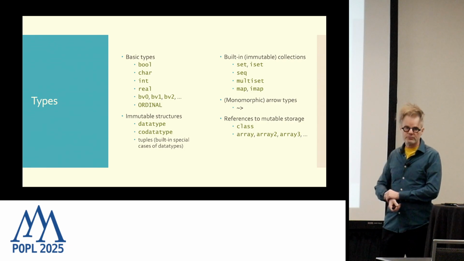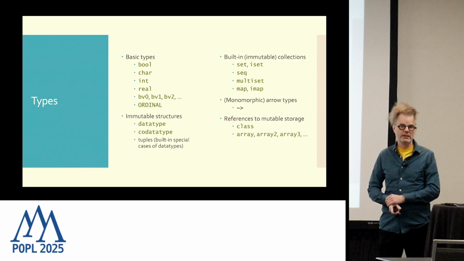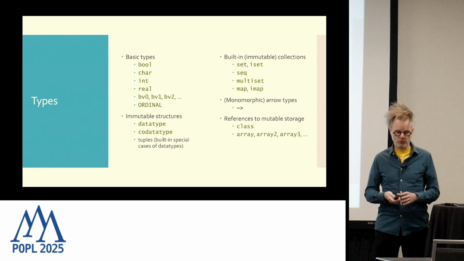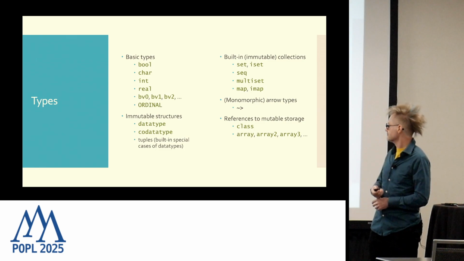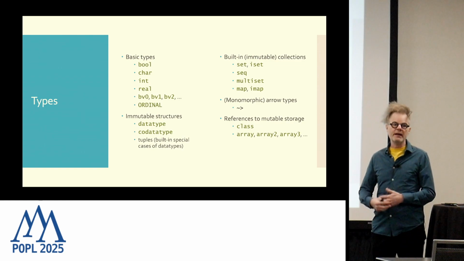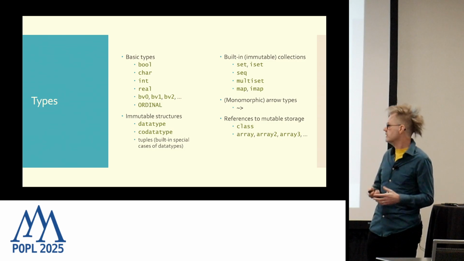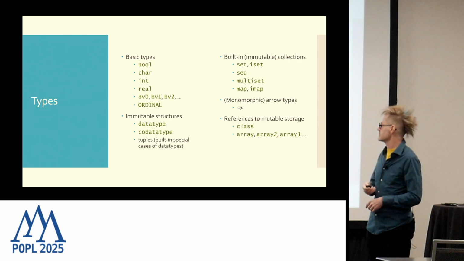And finally, there are reference types, which were in the language from the beginning, and that's essentially classes and arrays of any dimension. Okay, so these are the basic types that you get everywhere in the language, but then there are things that you can do with these types to create other types.